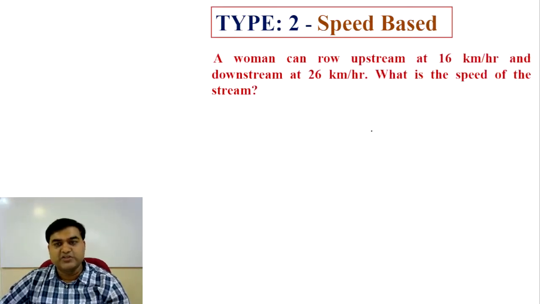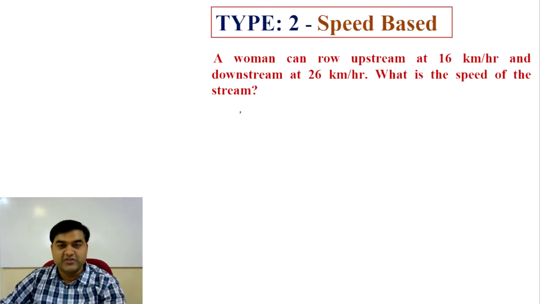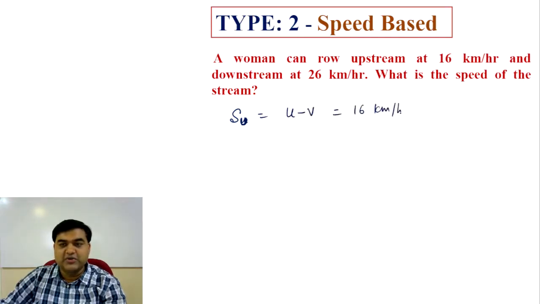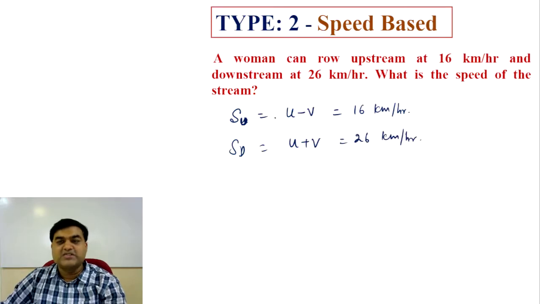Let's see the next question, again based on speed only, a speed based question. A woman can row upstream at 16 km per hour. What is given? Speed upstream, that is u minus v, is 16 km per hour. And downstream is u plus v, right? That is given as 26 km per hour. What is asked? What is the speed of the stream?